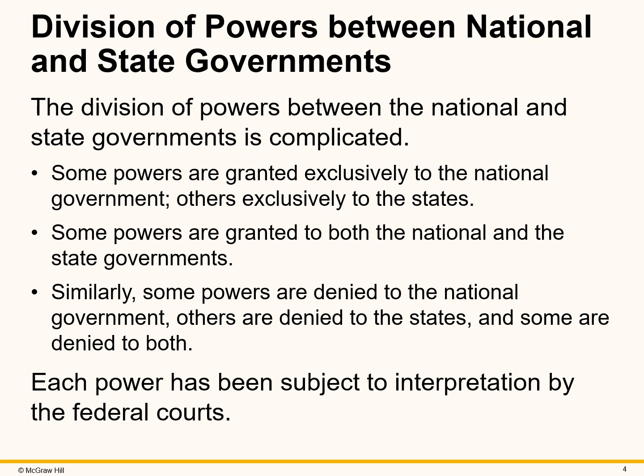Divisions of powers between national and state governments. The division of powers between the national and state government is complicated. Some powers are granted exclusively to the national government and others exclusively to the state. Some powers are granted to both the national and state governments. For example, if you commit a crime, it's pretty much the same everywhere you go in the country. Similarly, some powers are denied to the national government, others are denied to states, and some are denied to both. Each power has been subject to interpretation by the federal courts.